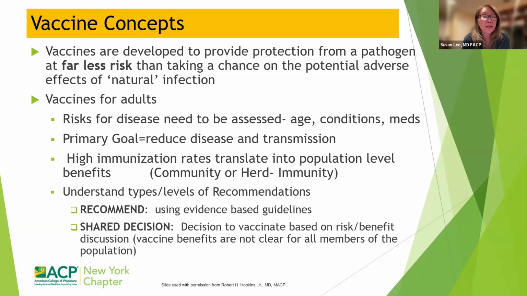Next slide. Other vaccine concepts to think about. Vaccines were developed to provide protection from diseases with far less risk than the potential natural infection. And vaccinations in adults are a little bit more complicated than those in children. It's not as cookie cutter because we have to think about what the risks for the disease are in patients of a certain age, patients with certain medical conditions, patients taking certain medications. The primary goal is to reduce disease and transmission. High immunization rates translate into population benefits, or what we call community or herd immunity. And we need to understand the levels of recommendations that we give to our patients. We can recommend them using evidence-based guidelines, but often in internal medicine, we are using shared decision-making.